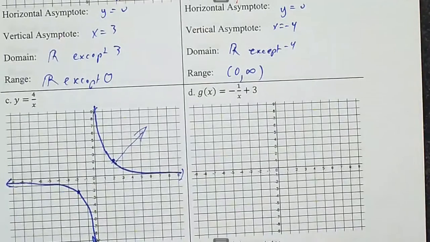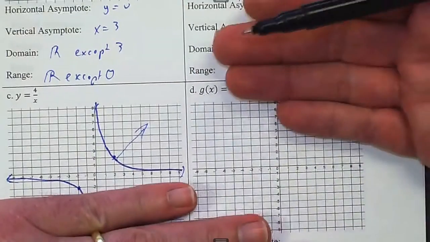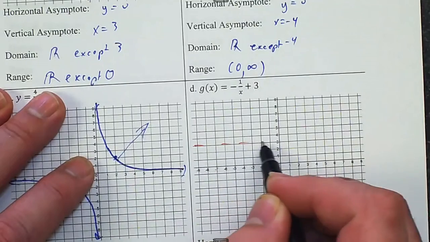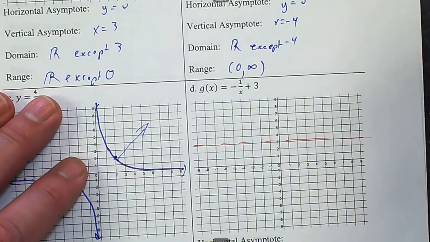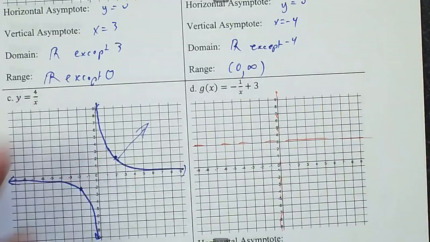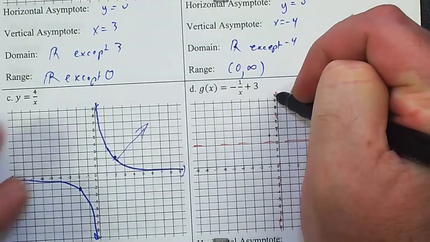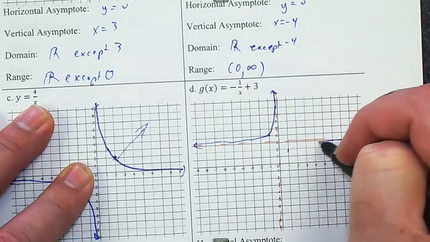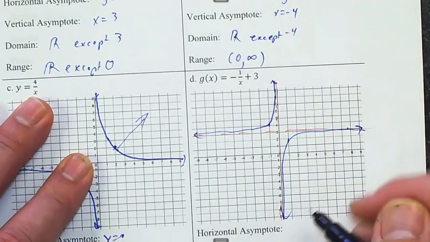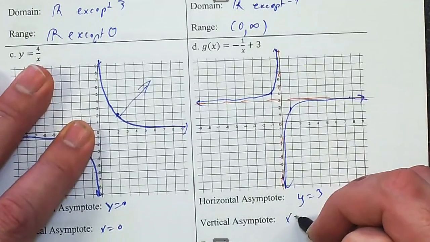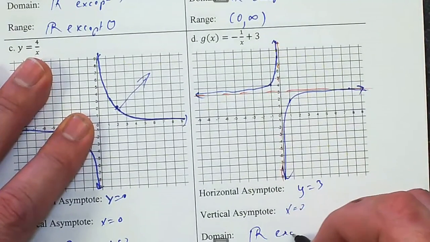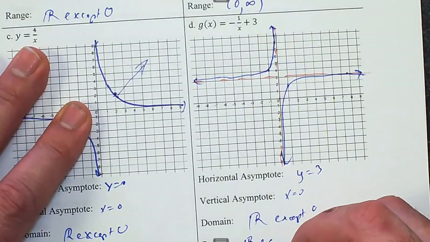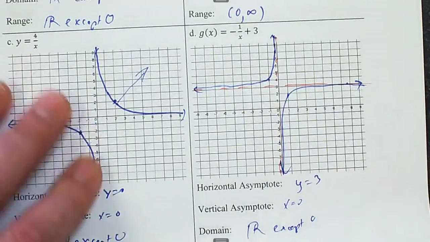All right, on this next one, the negative will flip the branches, so they were like that. They're going to be like that. And because the plus 3 is on the outside, it's going to shift up. We're not going to move the vertical asymptote, but we'll move the horizontal up 3. And we're going to flip the branches. So now the left side is the one on top, and the right side is the one below. Horizontal asymptote is y equals 3. Vertical is x equals 0. We have all real except 0, and the range is all real except 3.